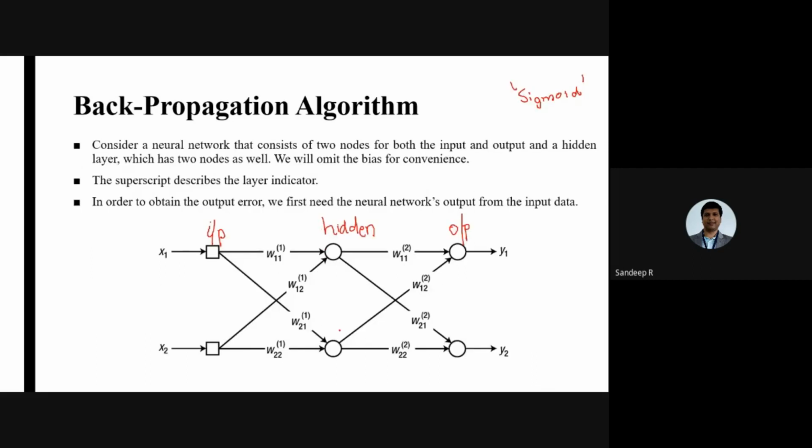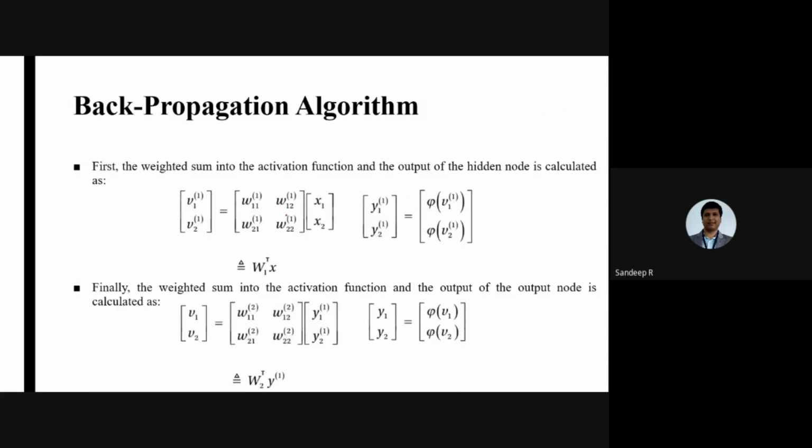Plus, for this particular thing, this into this, that is X1, plus this into this, so W22 into X2. This is what we have. Bias is neglected for convenience, right? So for the second node we have W21 into X1 plus W22 into X2. So we have got it.